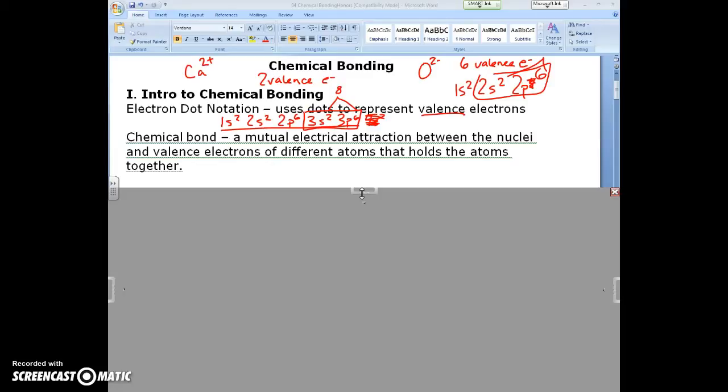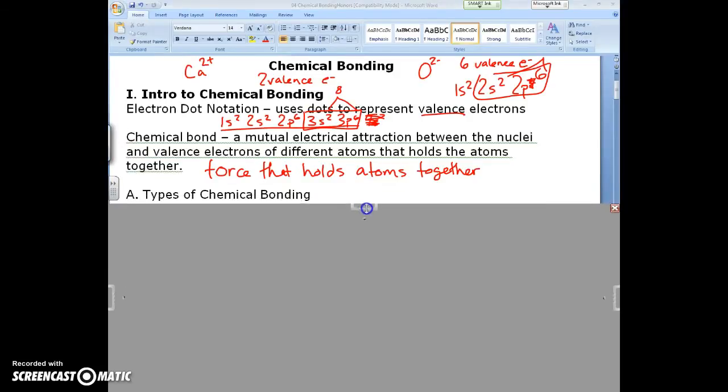It has too many words. So really, a good working definition for a chemical bond is that it is a force that holds atoms together. Whether that be an attraction between positive and negative, or whether they end up sharing electrons. That is a force that holds atoms together that makes them more stable.